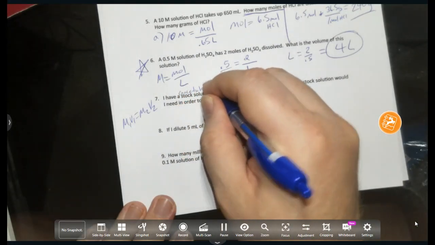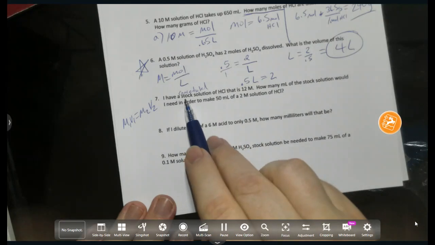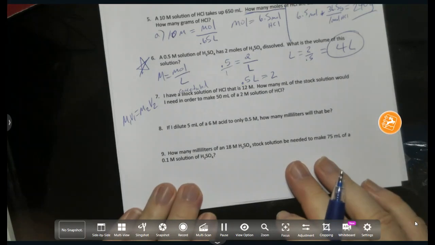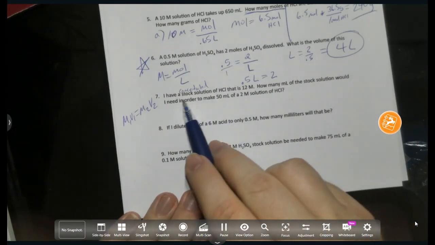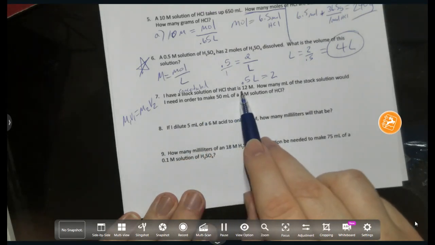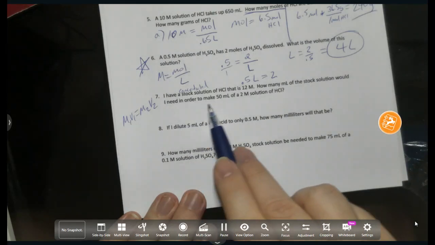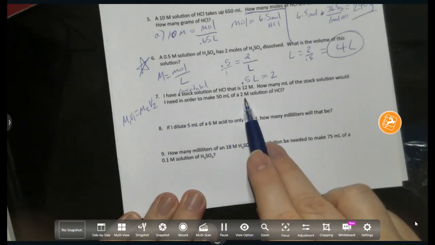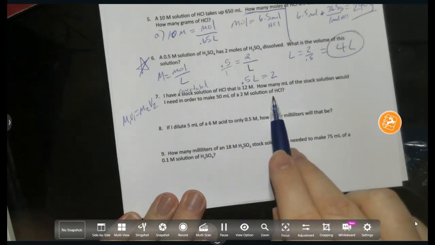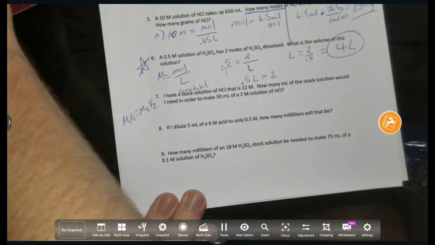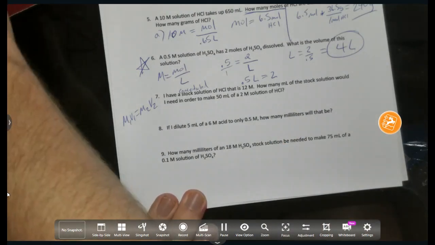Stock means concentrated. It's like when you go to the grocery store and you buy the orange juice or lemonade and it comes in the frozen cans. That's concentrate. You take it home, you open it up, you add water to get it to the strength you want. Anyway, it's 12 molar. How many milliliters of the stock solution would I need in order to make 50 milliliters of a 2 molar solution? So let's think about what we're trying to do. I have a very strong 12 molar solution, and I'm trying to water it down to get to a 2 molar solution.